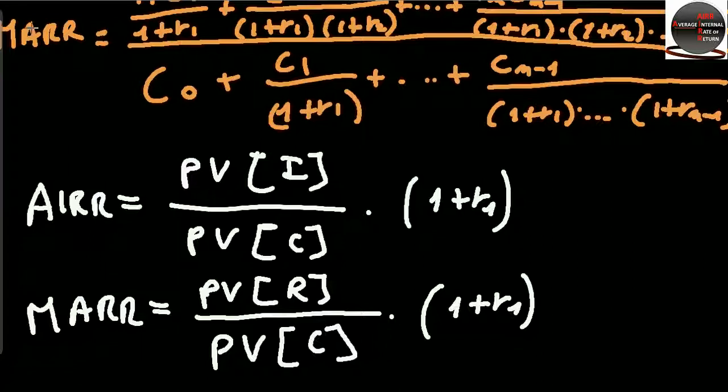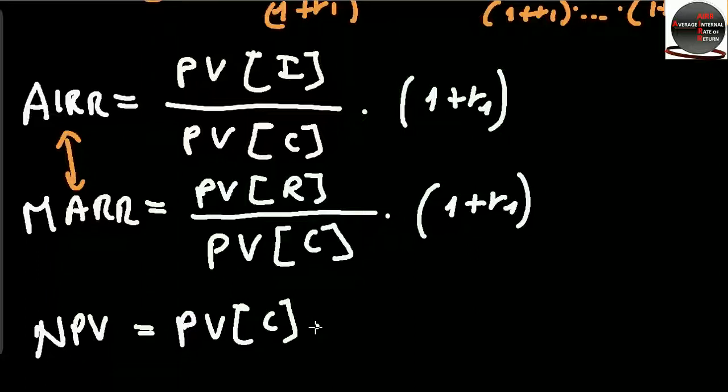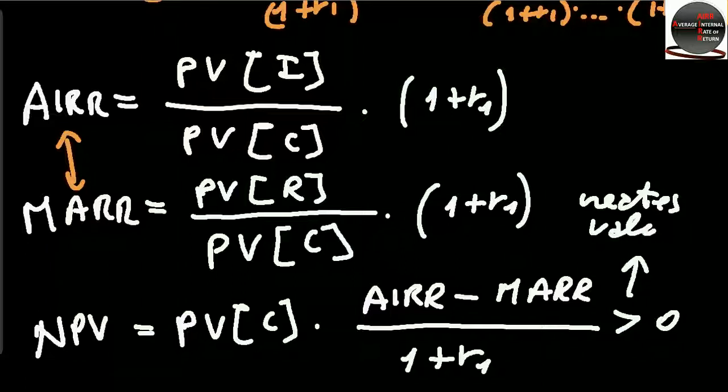And we can compare the two rates, the project's rate of return and the benchmark rate, to capture value creation, and the net present value is equal to the total capital invested times the excess rate of return, AIRR minus the overall cost of capital, divided by 1 plus R of 1 to have the present value, and the project creates value if NPV is greater than 0. Otherwise the project destroys value.